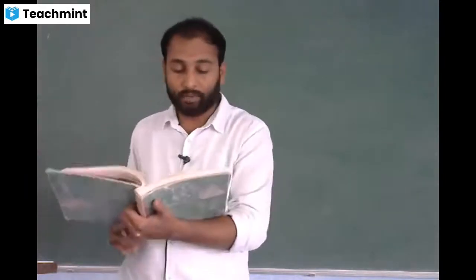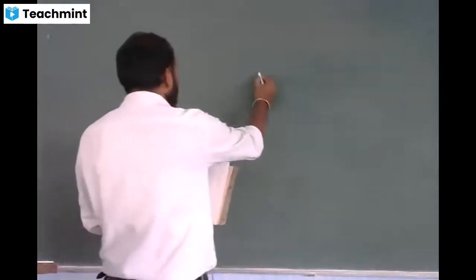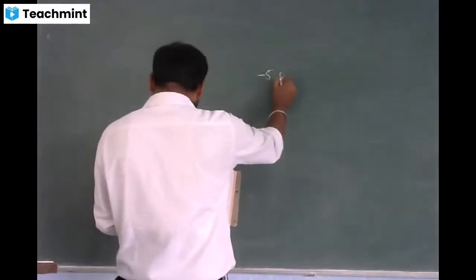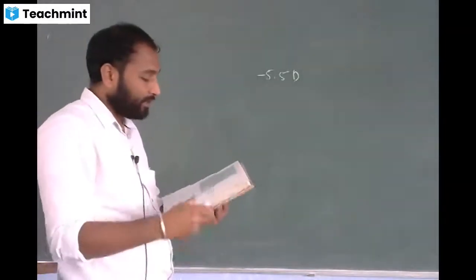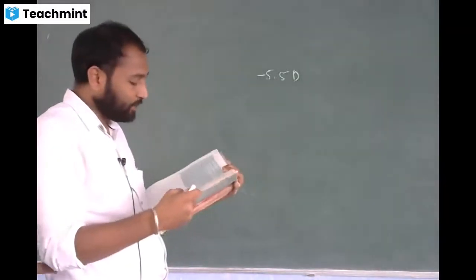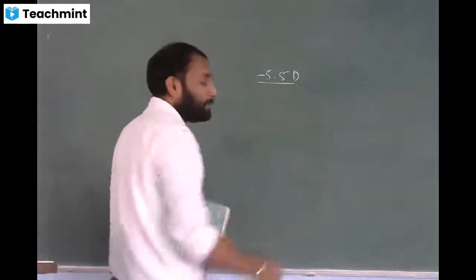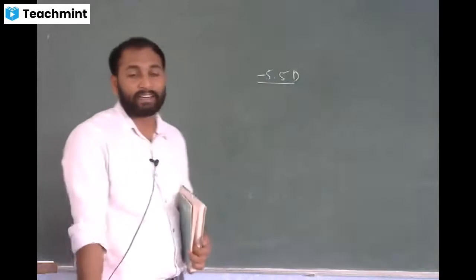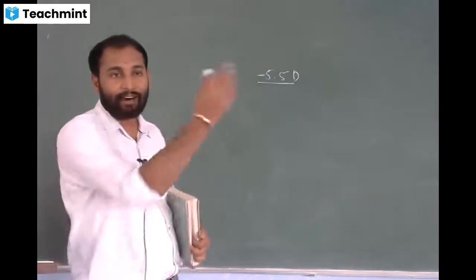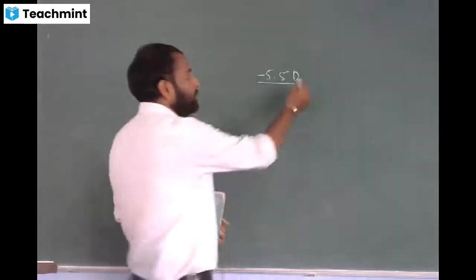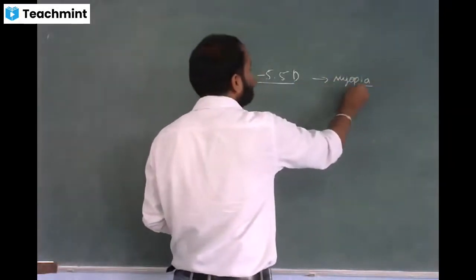So next question: a person needs a lens of power minus 5.5 diopter for correcting his distant vision. That means he is not able to see far objects clearly. So this person is suffering from myopia. Okay, myopia.